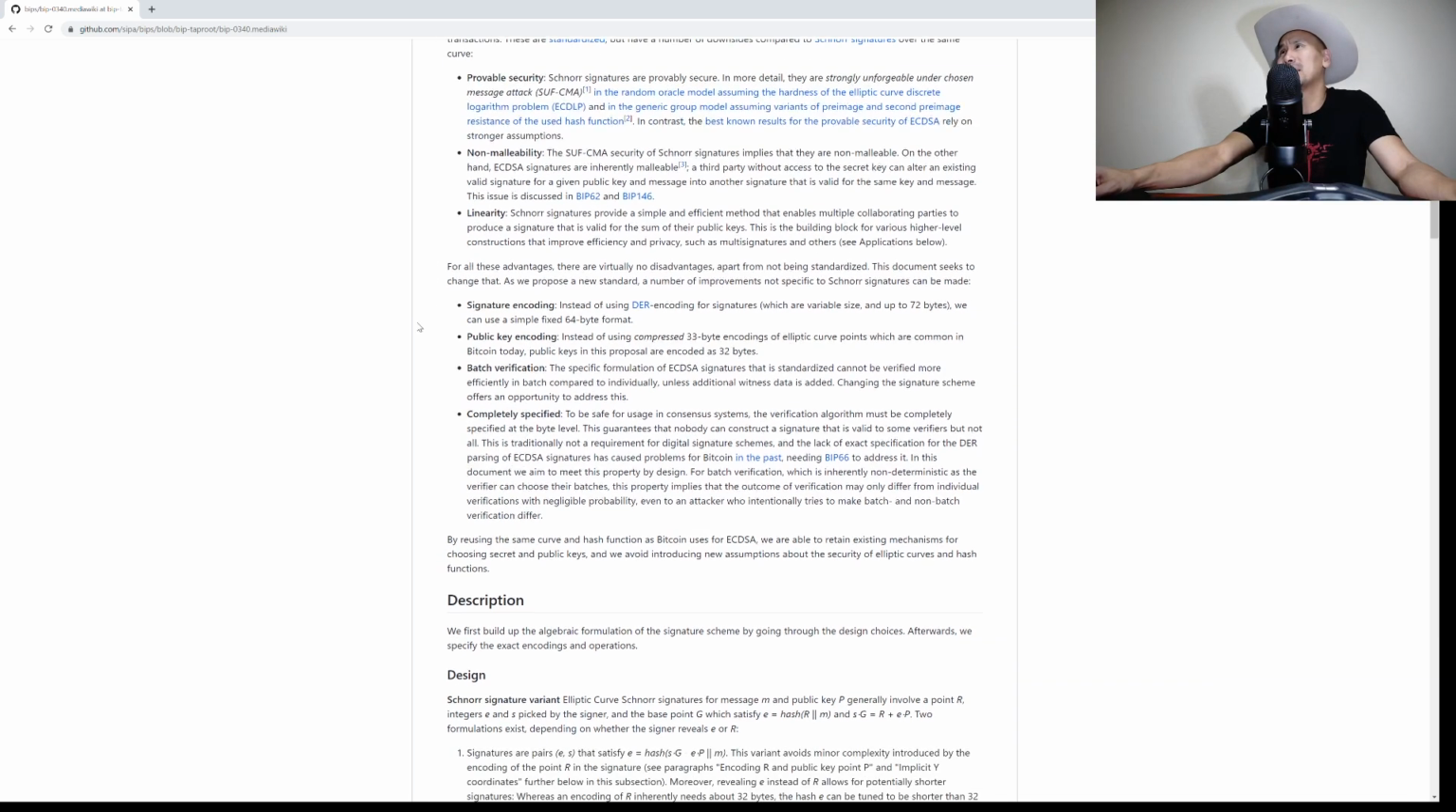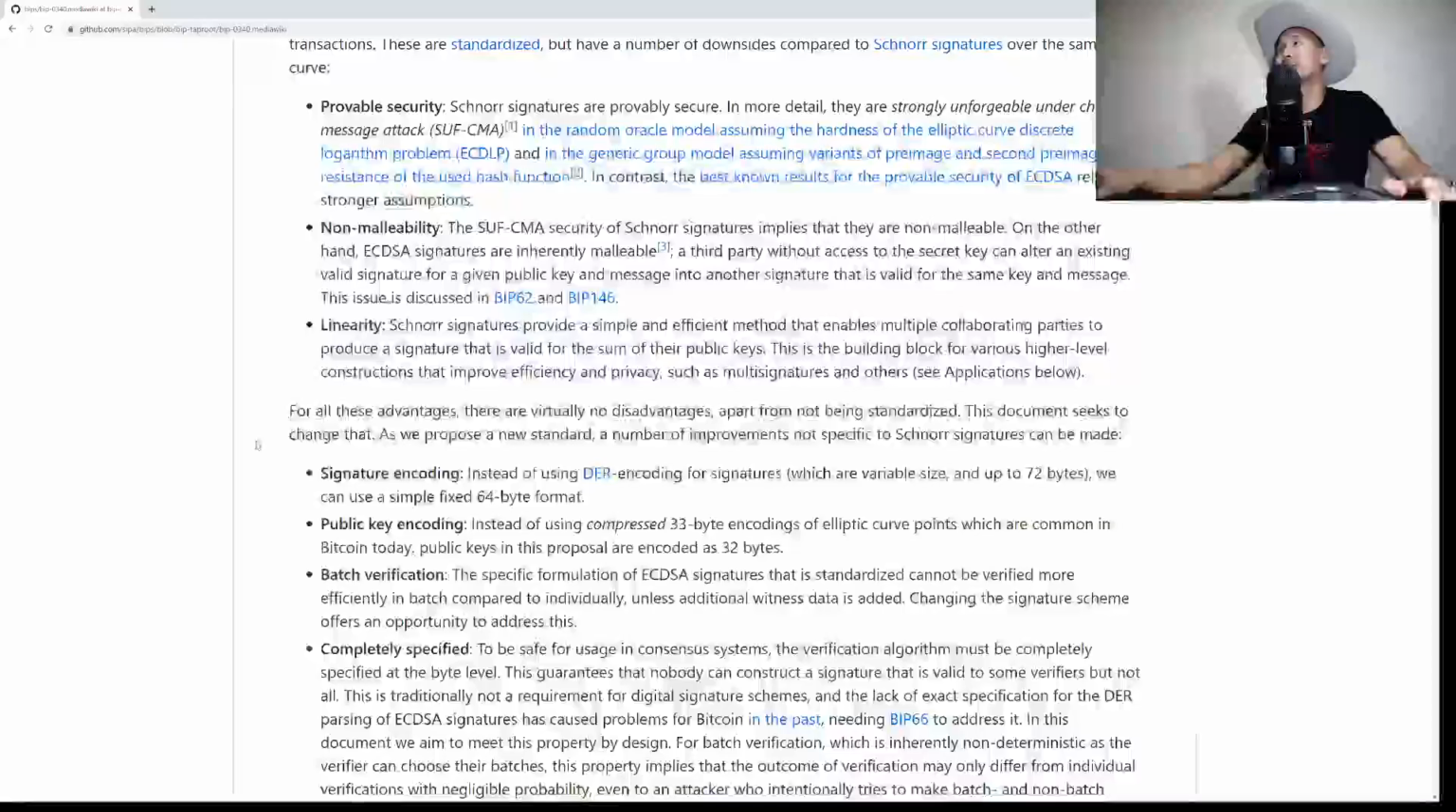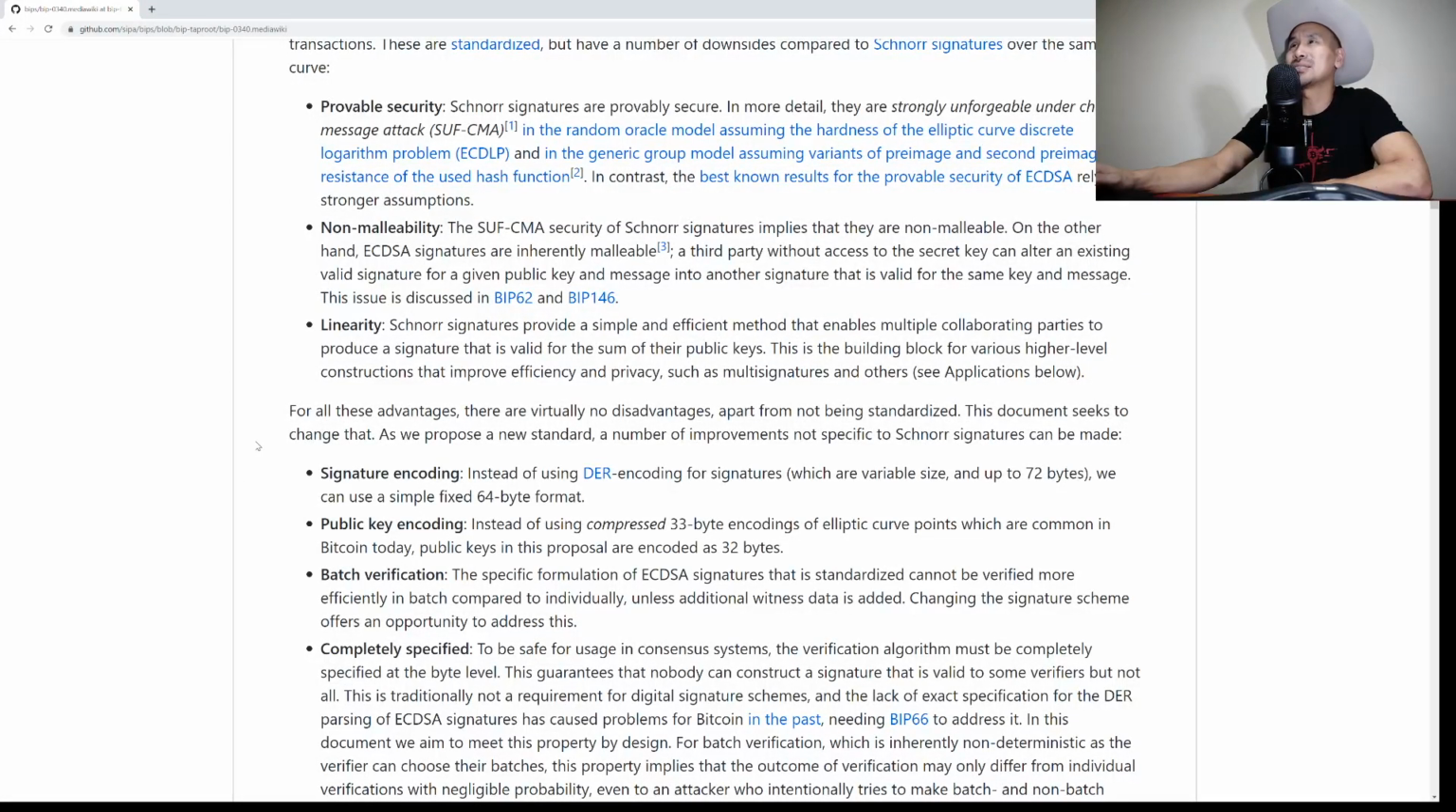All right, non-malleability. The SUF-CMA security of Schnorr signatures implies that they are not malleable. On the other hand, ECDSA signatures are inherently malleable. A third party without access to the secret key can alter an existing valid signature for a given public key and message into another signature that is valid for the same key and message. This issue is discussed in BIP-62 and BIP-146.